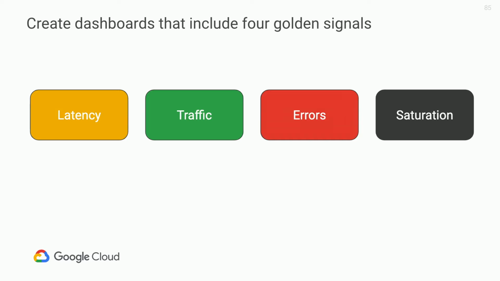The second is traffic. Traffic is measured by how much demand is on your system. That could be a number of HTTP requests per second, or if you're measuring the database, that could be the number of read-write operations per second. The third is about errors. Error is the number of failed requests. So it could be an HTTP 500 response, or could be an HTTP 200 response but with incorrect content.